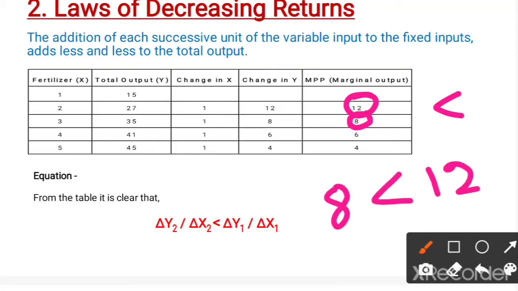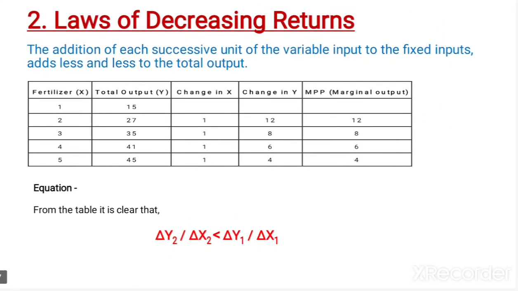Here 2 is there, here 1 is there. 2 means the second one we have to consider, 1 means the first one we have to consider. If the second one is less than the first one, then it will be law of decreasing returns. If both are equal, it will be constant returns. So that is your third law. Okay, fine, we'll study that also.